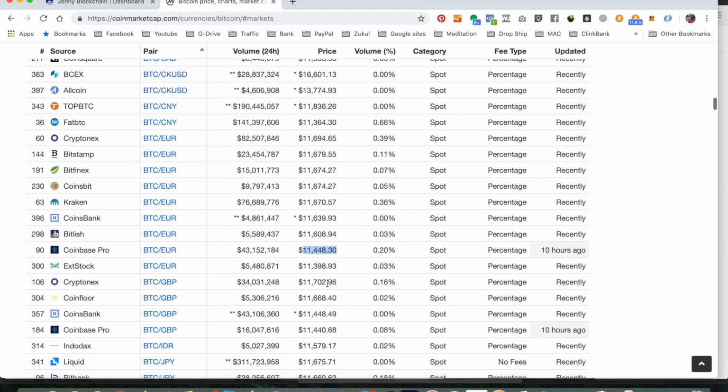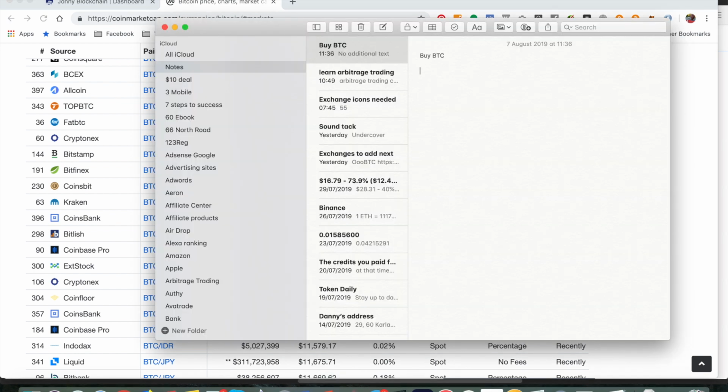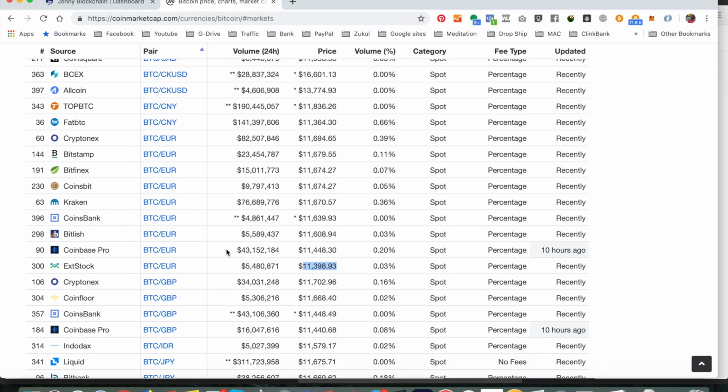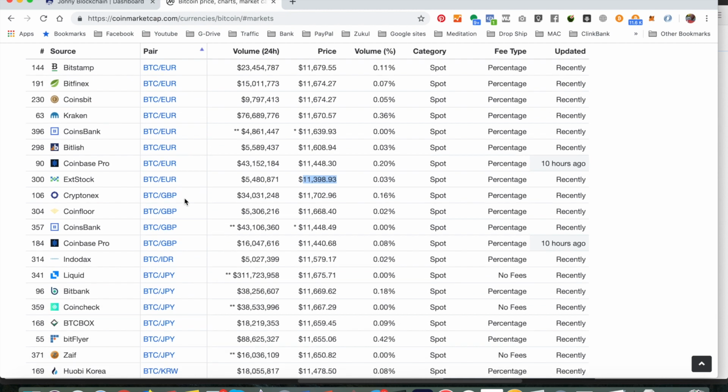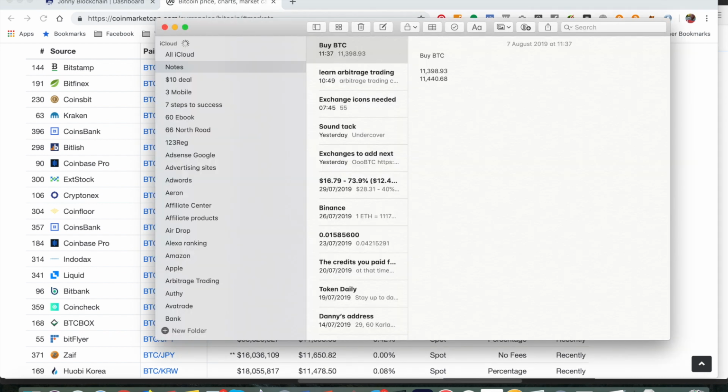So I want to see if there's a euro price that's lower than that. Coming down, I can see there's another one here for $11,398. So that's the lowest price I can pay in euros. So I'm going to pop that into my notepad. Now let's look down for the Great British Pounds. Maybe you want to use Great British Pounds. I can see one here, 11,440. So I'm going to copy that one. Here's if I was going to use euros, and this one is if I was going to use pounds.